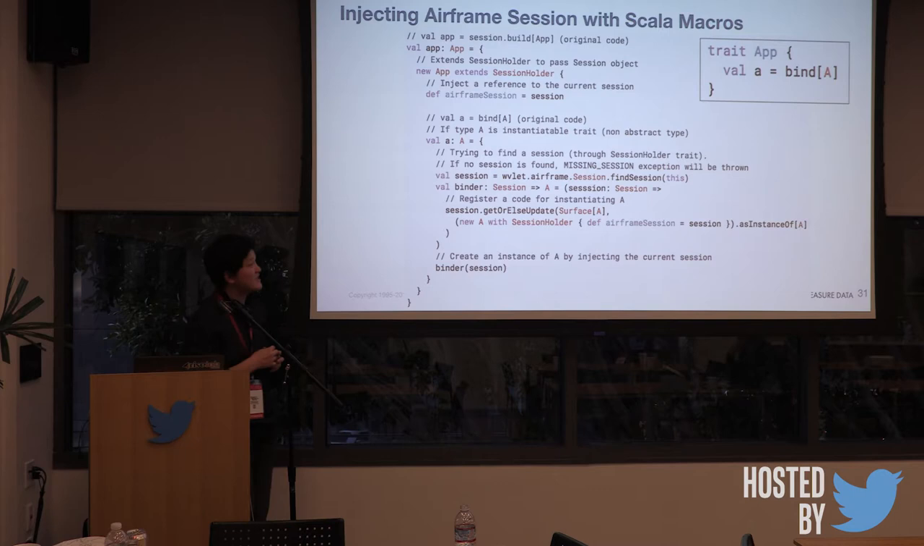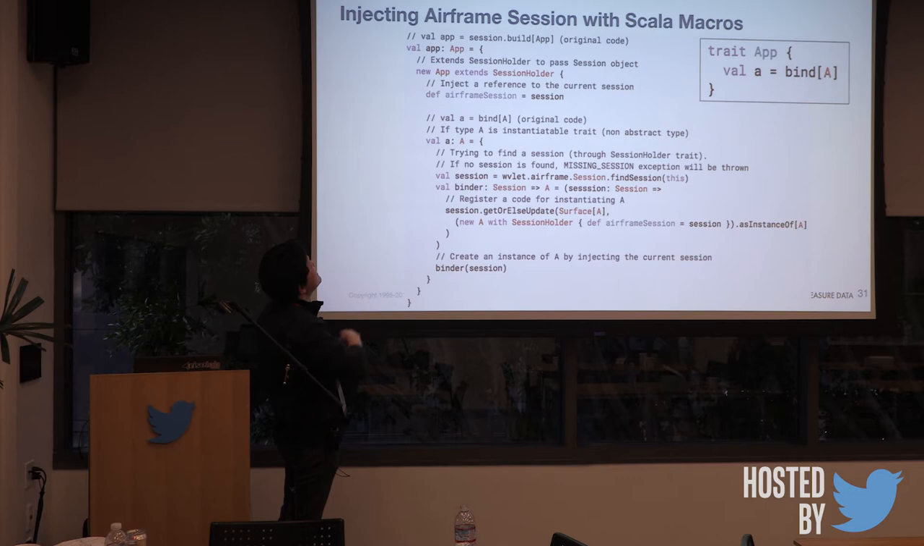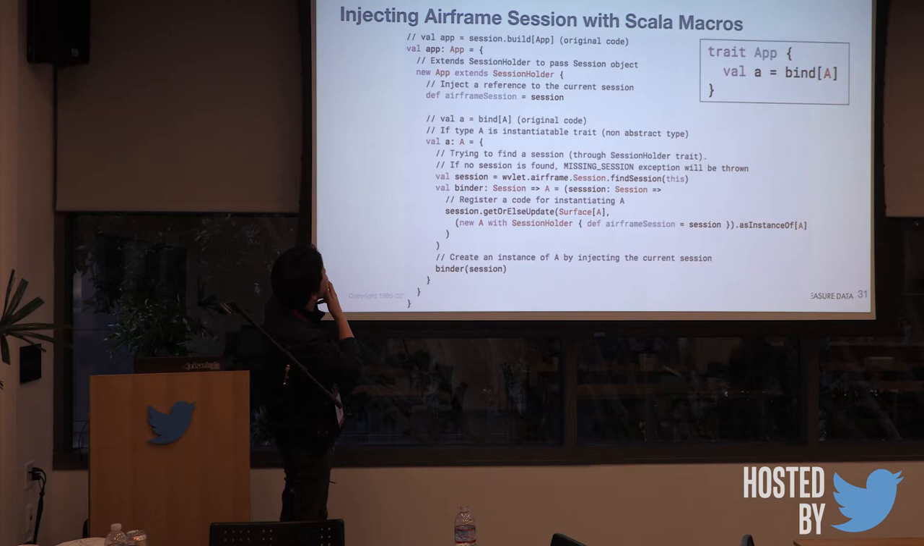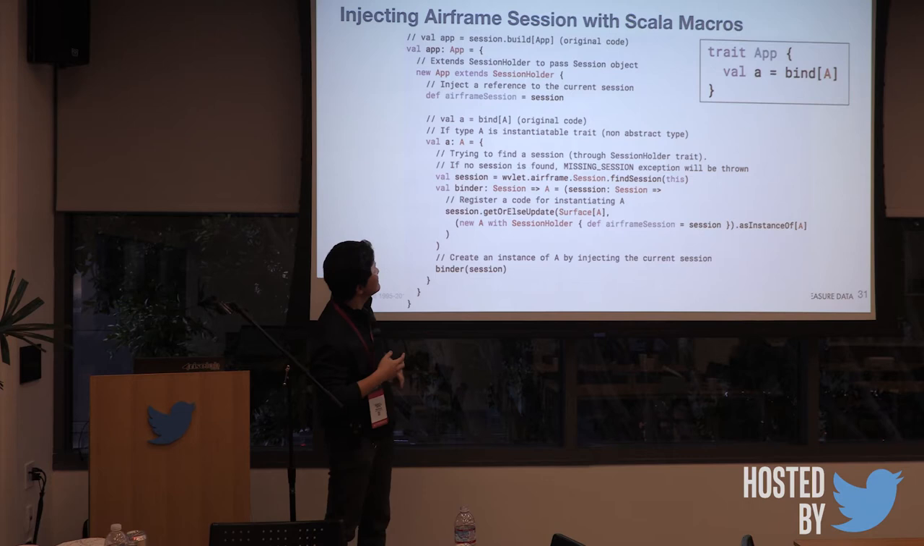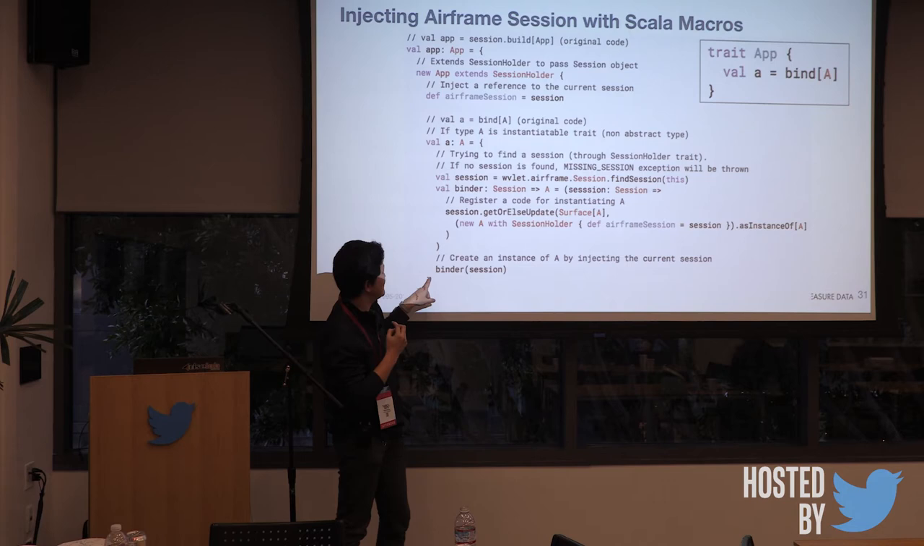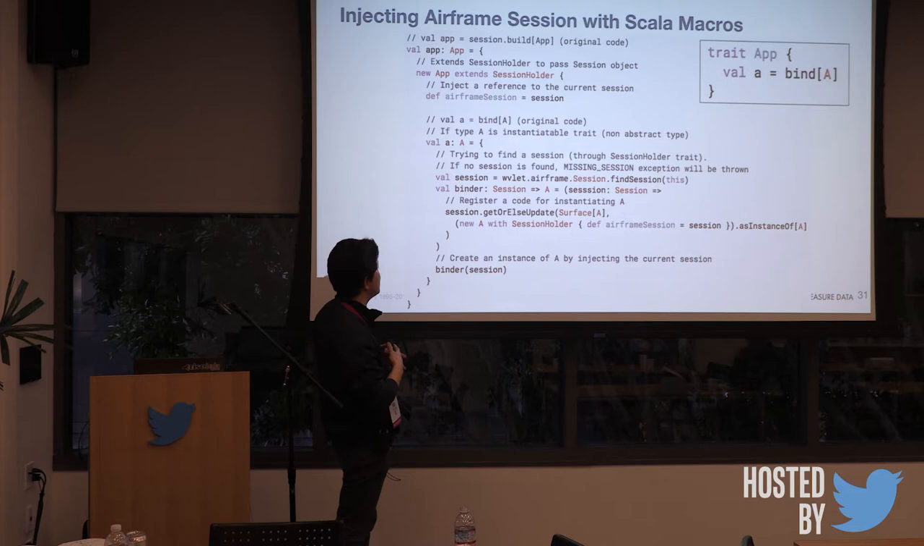Actually, the internals of session build code is quite complex. So the first line of the code, session.build[App], is expanded into code like this by using Scala macros. So actually, it tries to embed a session object inside trait A. Then inside trait A, if there is a bind[A] syntax, it tries to find a session from the session holder. Then this session manages singletons or creates life cycles of the objects.